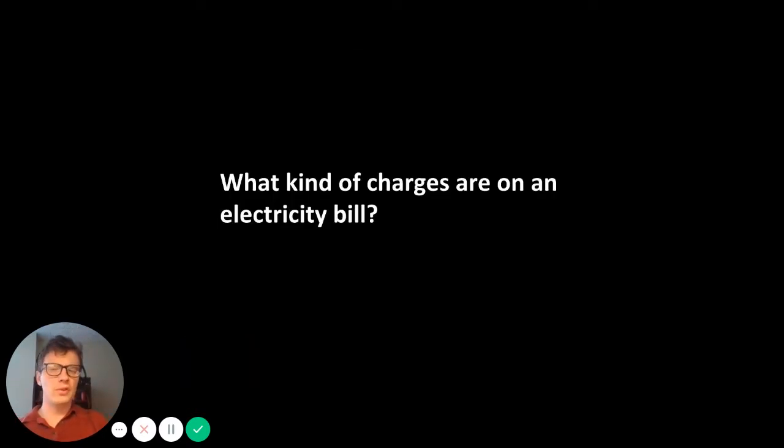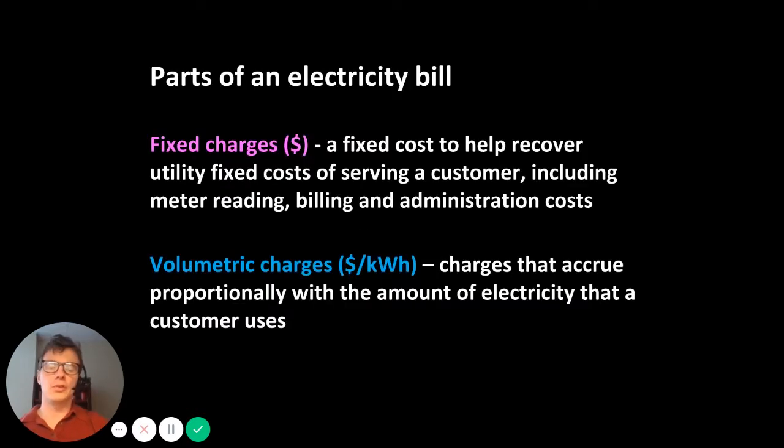So what kind of charges are in an electricity bill? There are two parts in general. There are fixed charges, which are fees that every customer pays no matter how much electricity they consume. These help a utility recover fixed costs of serving a customer, including meter reading, billing, and administration costs.